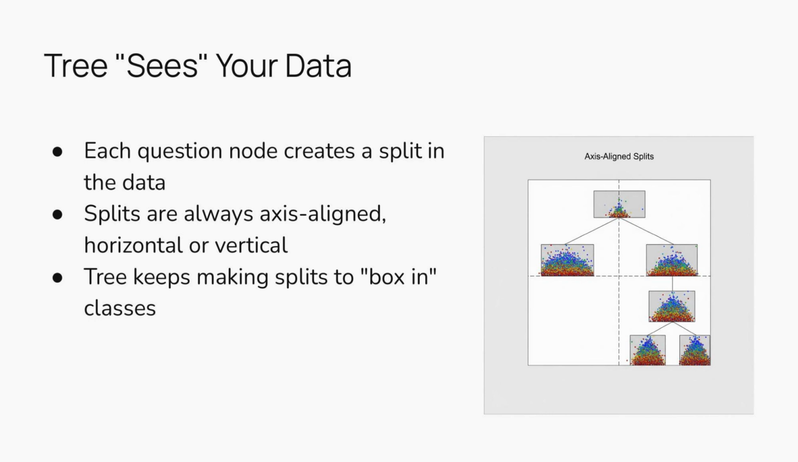So how does this relate to our nonlinear data? Here's the key. Each question a tree asks is a split in the data, and these splits are always axis aligned. They're just simple vertical or horizontal lines. The model doesn't find a fancy diagonal line. It just asks, is x less than 5? And bam, a vertical split. Then it asks, is y greater than 3? Bam, a horizontal split. It just keeps carving up the space.